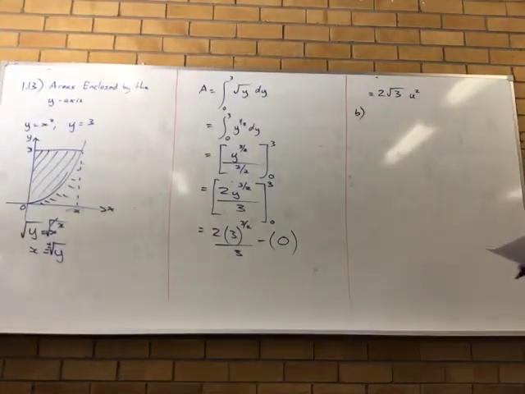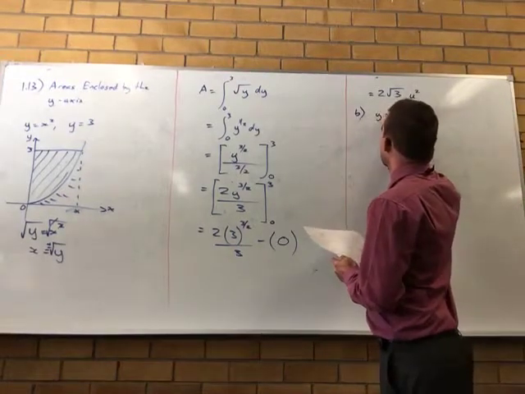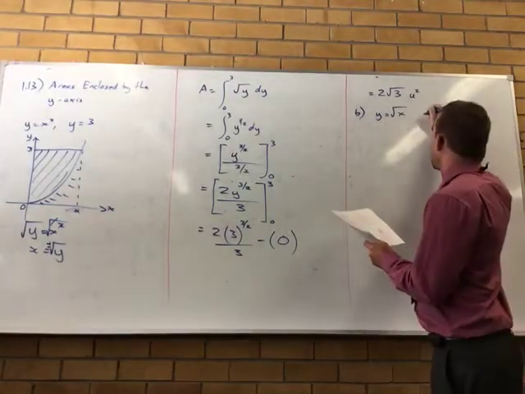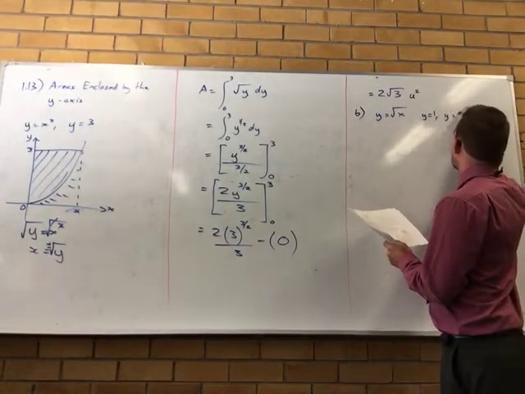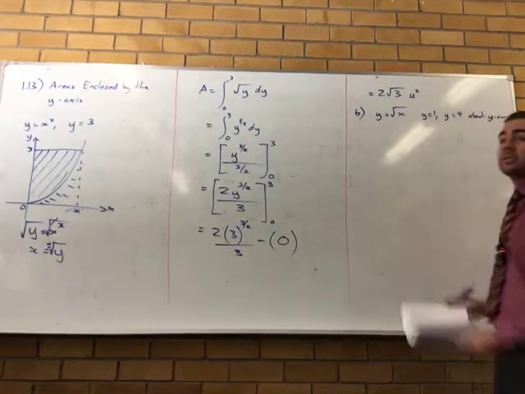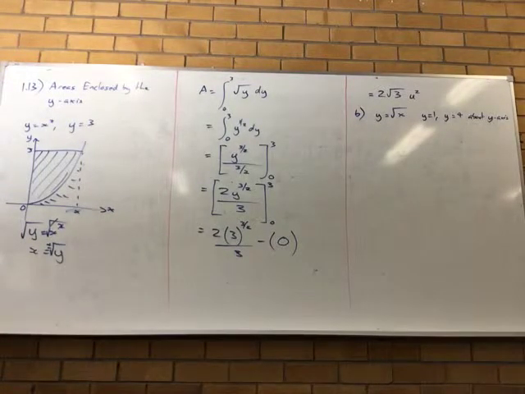Alright, B. Find the area enclosed by the curve y equals square root of x, the y-axis and the lines y equals 1, y equals 4, about the y-axis. The axis tells you what you need your equation the subject of. So we're about the y-axis, we need x the subject, the opposite letter. Whatever the axis, the opposite letter needs to be the subject of the equation.